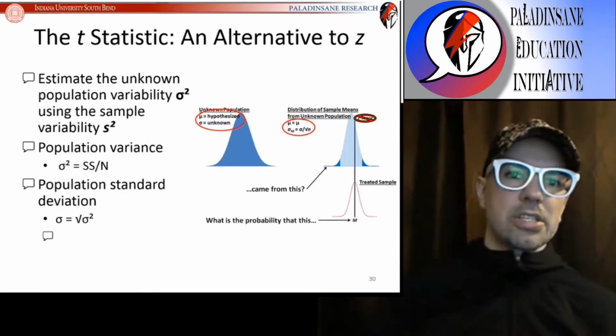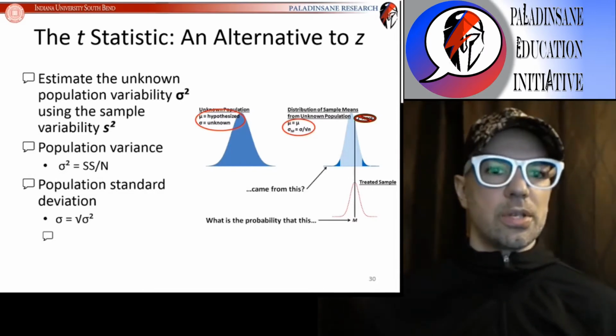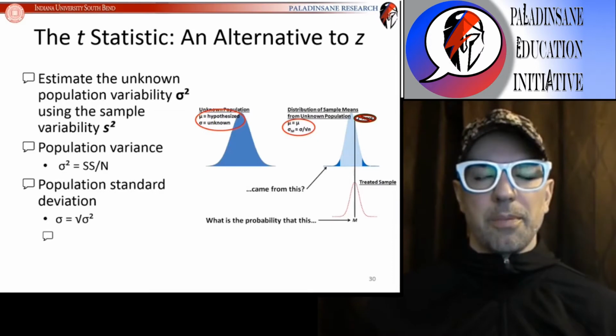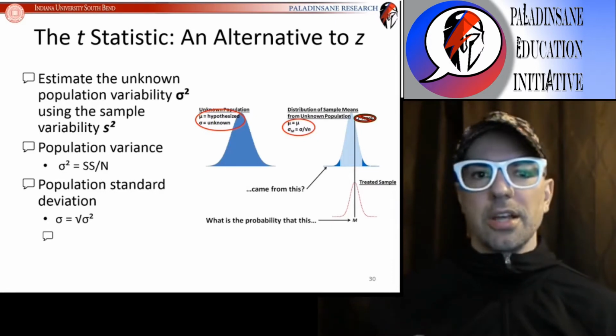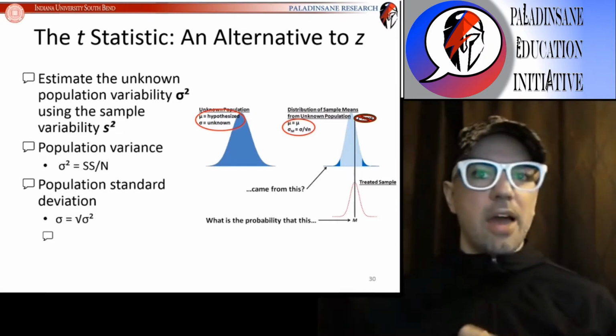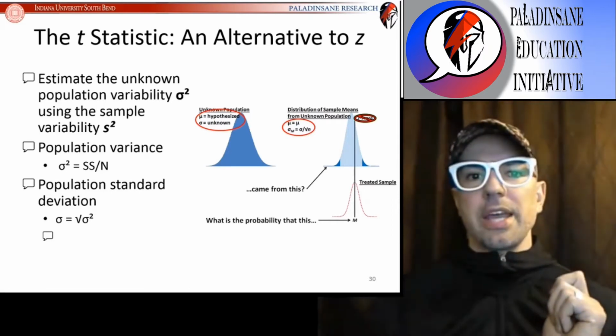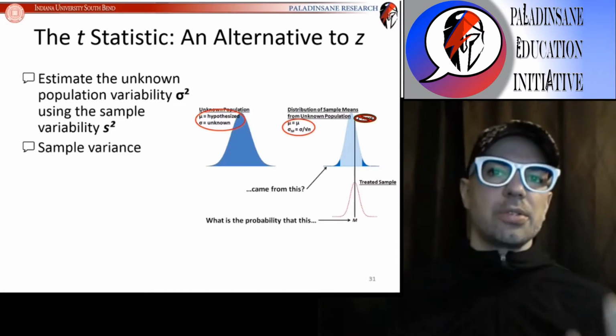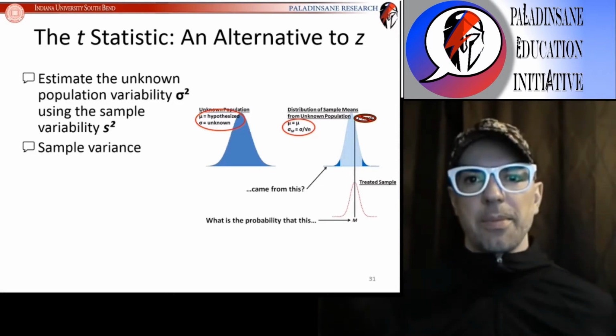And that population standard deviation was what we used to calculate the comparison distribution's standard deviation. However, we don't have that value anymore. But what we do have is a sample. So we're going to take sample variance and use that to stand in for population variance.